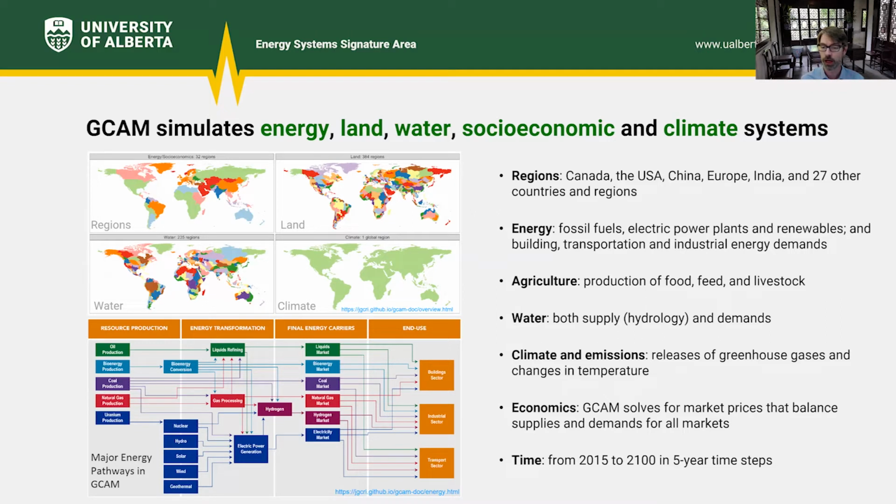It also simulates climate and emissions, so the releases of greenhouse gases and corresponding changes in temperature into the future under different scenarios of releases. It simulates economics, and so GCAM solves for market prices in energy, agriculture, and water sectors that balance the supplies of energy sources, for example, with the demands for all of these different markets. And it runs at 5-year time steps from the current time, 2015-ish, 2020 to 2100. So it is a very complicated model, of course.